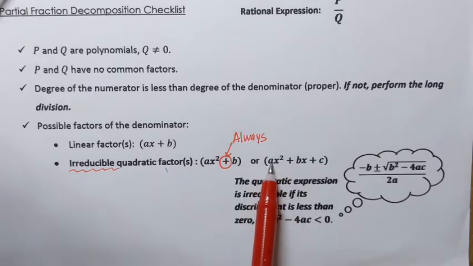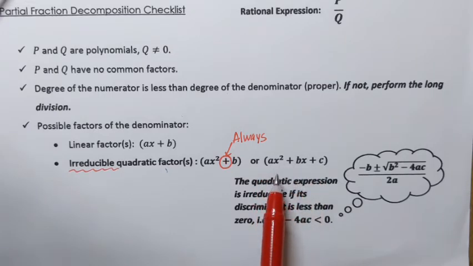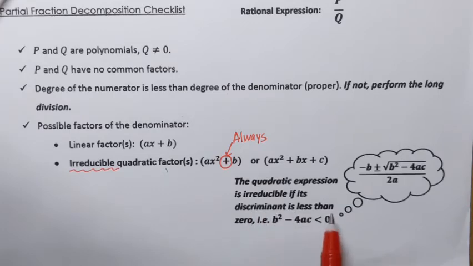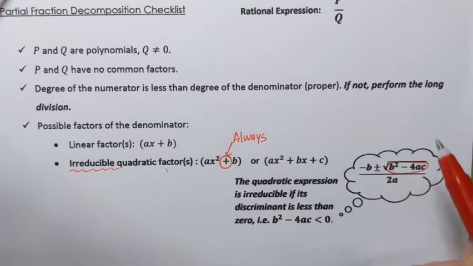And a, b, and c, you know what they are, right? Those constants from the quadratic expression. So if that is less than 0, and hopefully you recognize this expression. You might not remember the name discriminant, but hopefully you recognize it because it comes from the quadratic formula, right? Remember the quadratic formula? So that expression that sits inside the square root, that's what we call the discriminant. So this one over here, that's the quadratic formula.